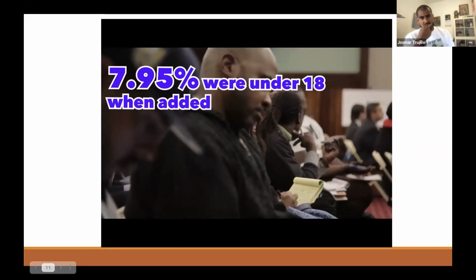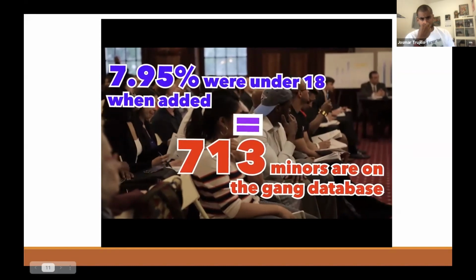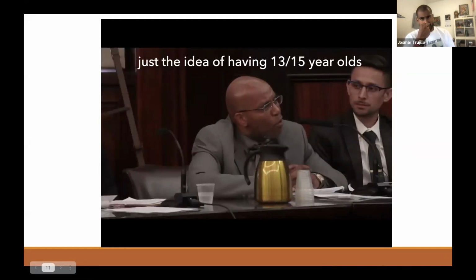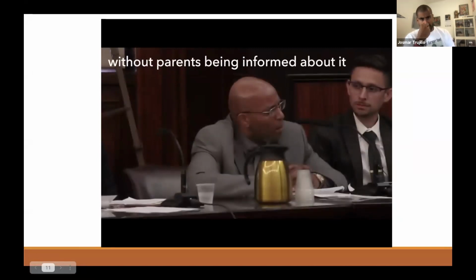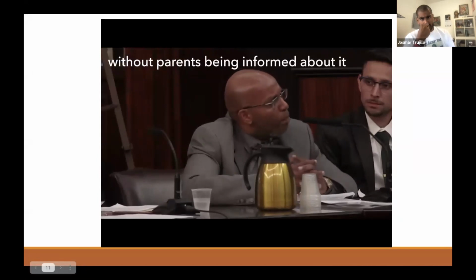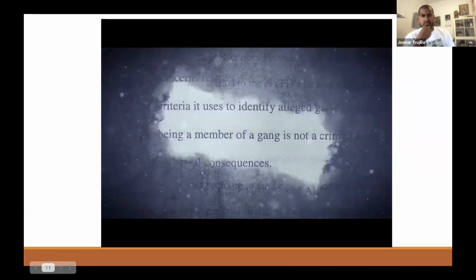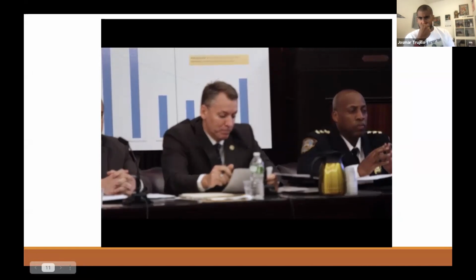People barely out of middle school who are being added to the gang database. And there are more than one, there are several. Just the idea of having 13-year-olds and 15-year-olds placed in databases without any help or without parents being informed about it is very troubling. While the police department maintains that being a member of a gang is not a crime, being included on its database can have several collateral consequences.